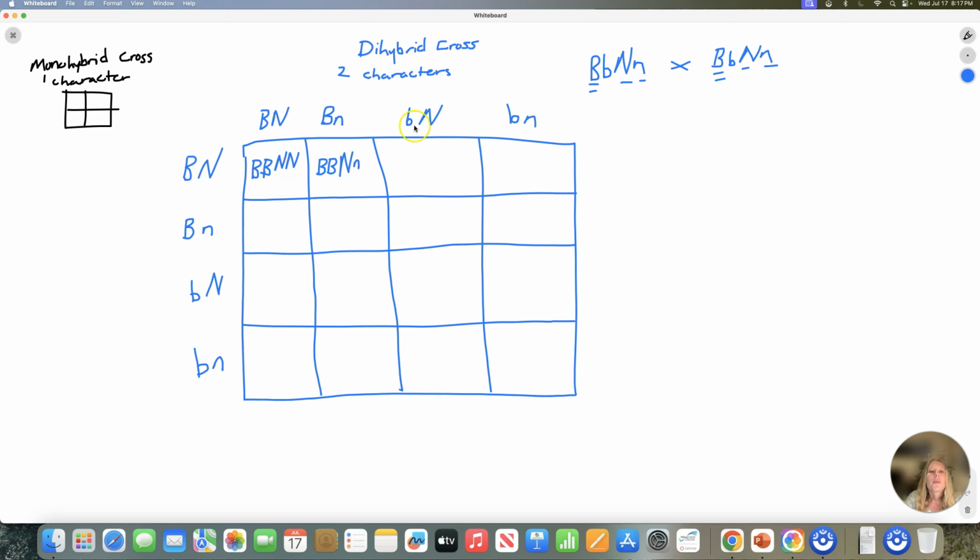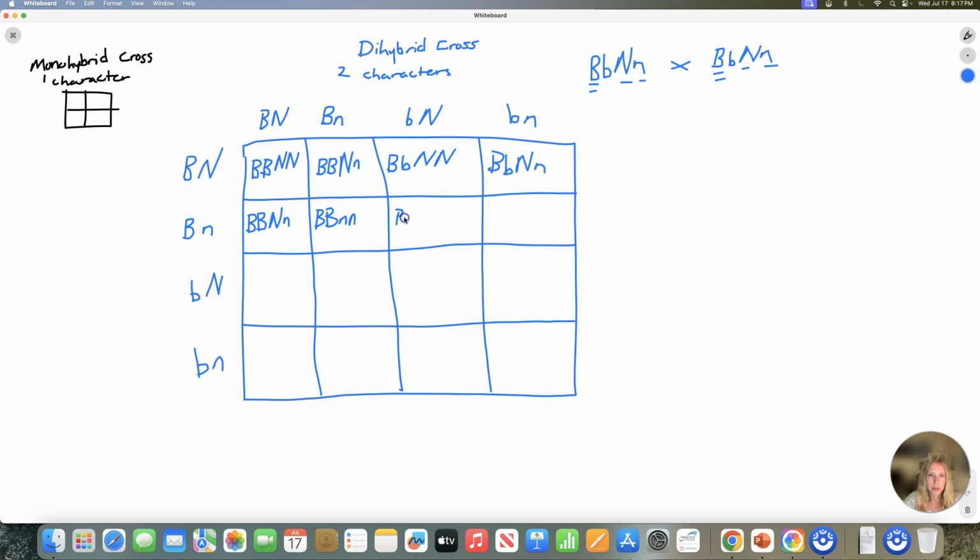So now we have a capital B, a lowercase b, and then 2 capital N's. And then finally we have a capital B, a lowercase b, and then a capital N and a lowercase n. So that is the first row. I'm going to go ahead and fill out the rest of the rows with just a little bit less explanation. So this row will be capital B, capital B, capital N, lowercase n. This one will be capital B with 2 lowercase n's.